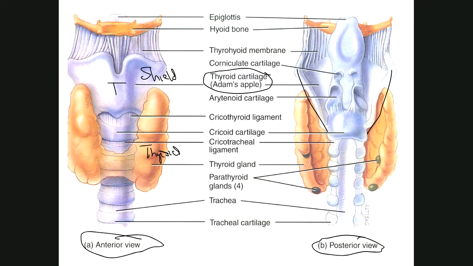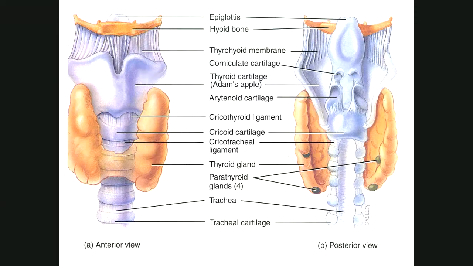The second largest cartilage is this one. It's called the cricoid. And the cricoid is kind of small in the front, but it's much bigger in the back. And it does go all the way around. It's a complete circle.